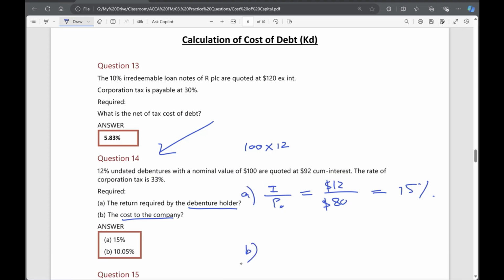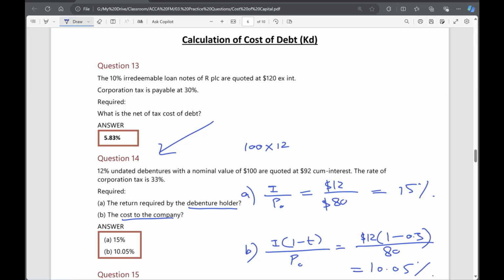When it comes to part B, where you have to find the cost to the company, of course, the company will save tax on this interest. The formula will be this: $12 into 1 minus tax rate, divided by 80, or 0.7, just multiply with it. So you will get the answer 10.05%.